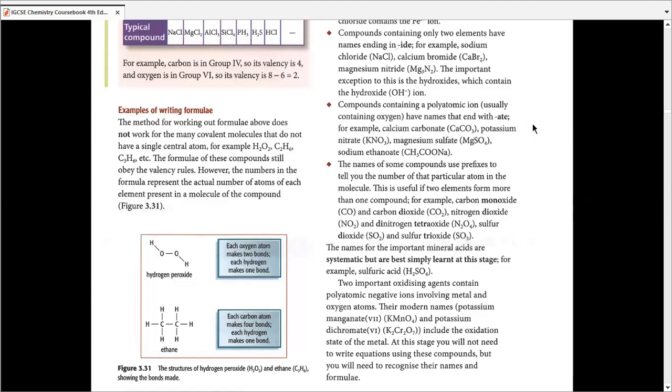All right, good. Now, as soon as we're done with all the bullet points, you would note a few important things written over here. So let's come to that. The names for important mineral acids are systematic, but they are just learned at this stage. For example, sulfuric acid is H2SO4, hydrochloric acid is HCl, nitric acid is HNO3.